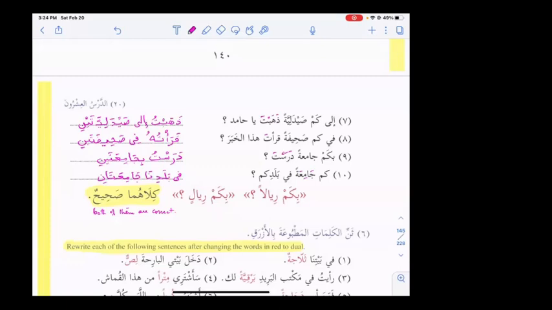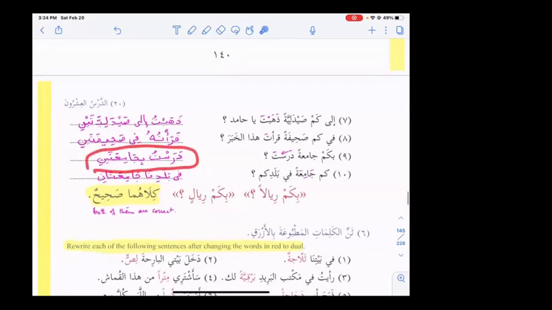Darastu. Become جامعة. How many universities did you study in? Darastu, I studied. It has to be 2 universities: bi jamiataini. See how beautiful the exercises are. They will really make you very strong. Darastu bi jamiataini. Jamiataini. I studied in 2 universities.